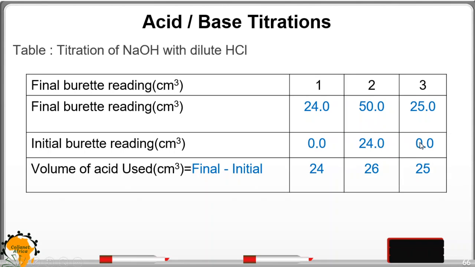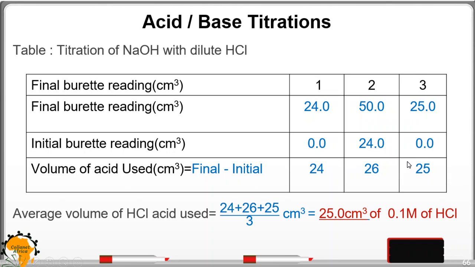Then she refilled the burette with the acid. So she started from 0, then ran all the way until the color changed from pink to colorless permanently, and she got 25 cm³. So the average of the acid used was 25.0 cm³, after adding the three and dividing by 3.